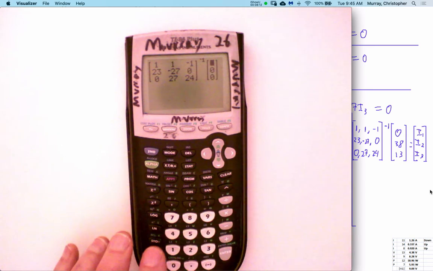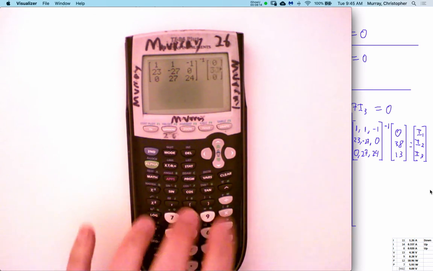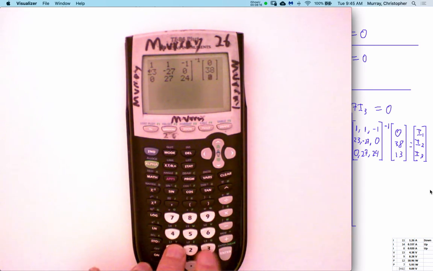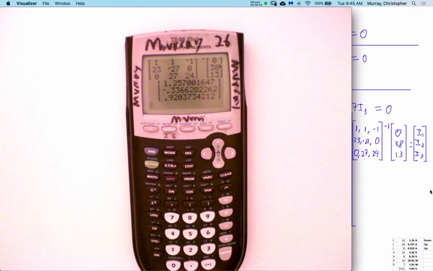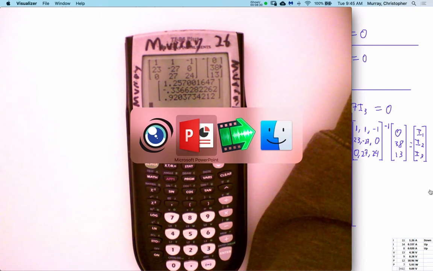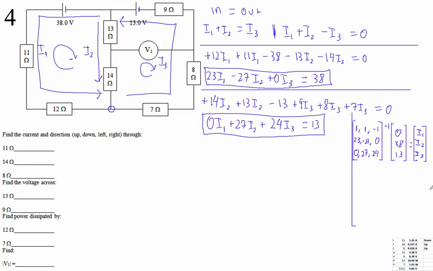And up in the top there's 0, then there's 38, then there is 13. All right, now prepare yourself for the shock. And that is that we guessed wrong about that middle current there. See how that's negative, right? So it's not down. The middle current is actually up.